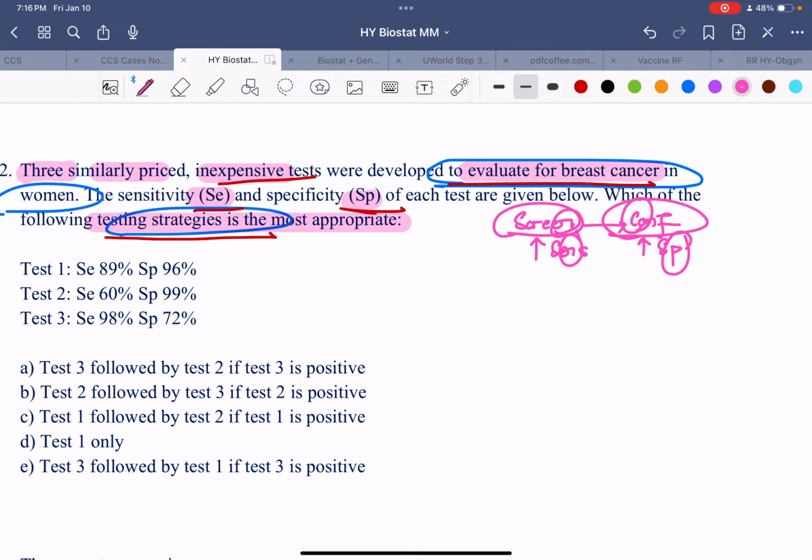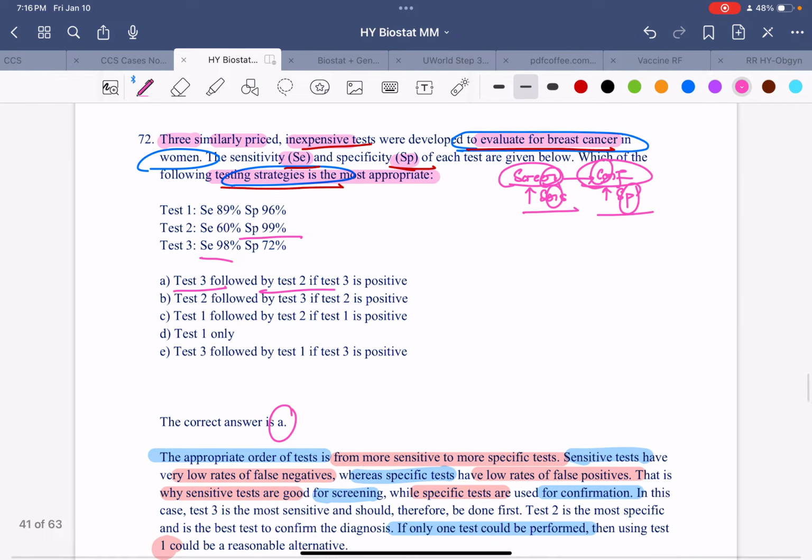So you have to begin with a test which has high sensitivity and then move to a test which has high specificity, right? So let's see, the test which has the highest sensitivity is test 3, and the test which has the highest specificity is test 2. Therefore, you're going to do test 3 followed by test 2 if test 3 is positive. So the correct answer is A.